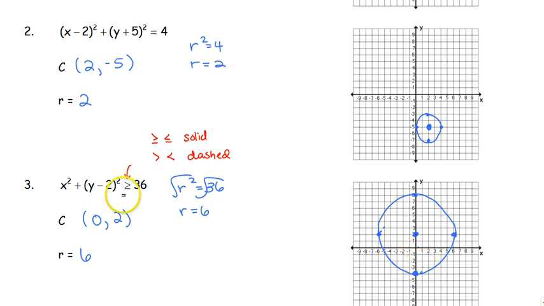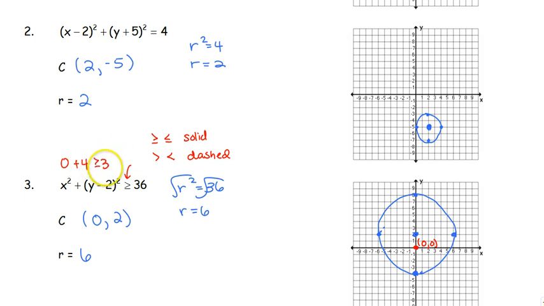Now we have to also remember that when we had inequalities, we were shading in different directions. We have a greater than or equal to. Just like before, I'm going to pick a test point, and I generally will pick (0, 0) just because it makes life easier. When I plug (0, 0) in, well, 0 squared is 0. 0 minus 2 is negative 2. Negative 2 squared is 4.